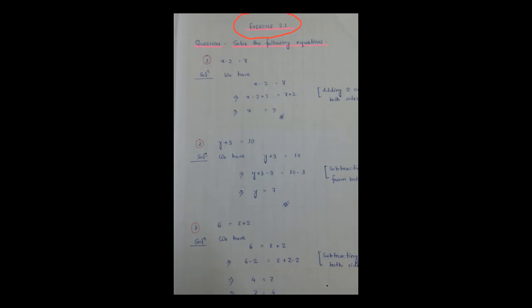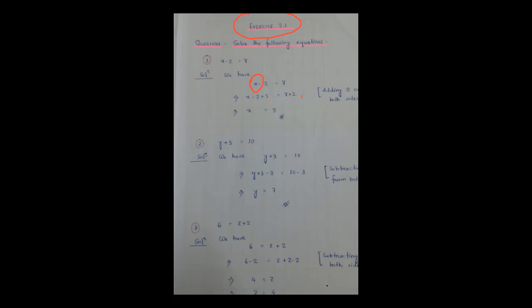our first intention, our first motive is to make the unknown term, the variable x, independent of the rest of the terms associated with it. Here we find minus 2 associated with x. That means on the left hand side of this equation we are getting x minus 2 equals 7. Therefore, for removing this minus 2 from the LHS and to make the term x independent of minus 2, we must add 2 on both the sides.